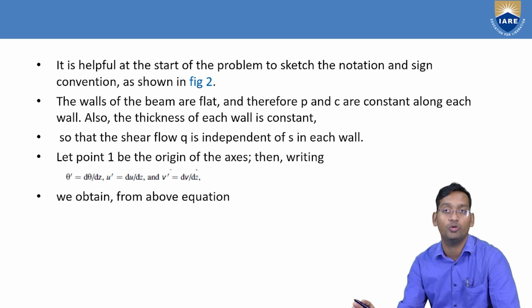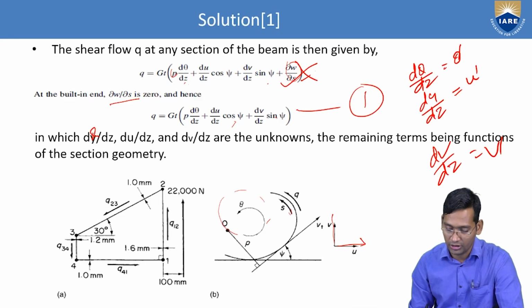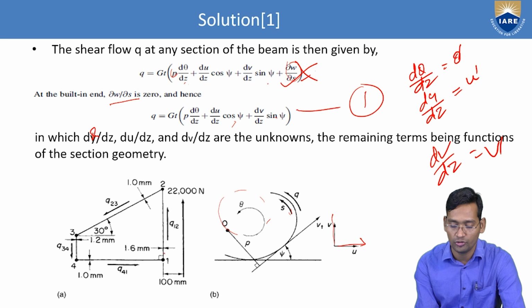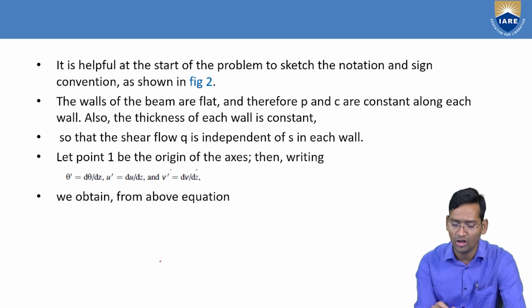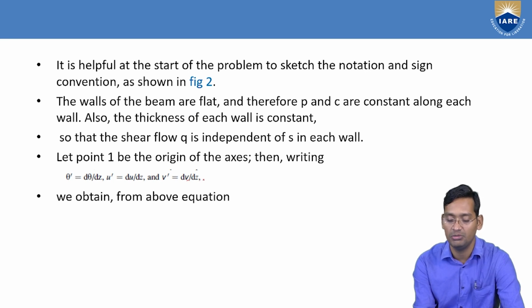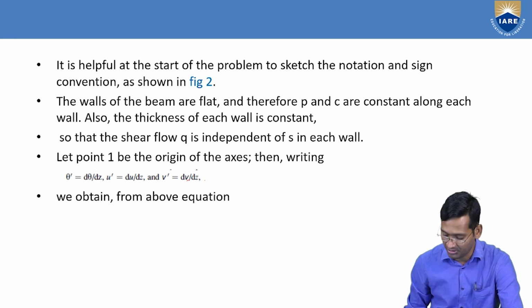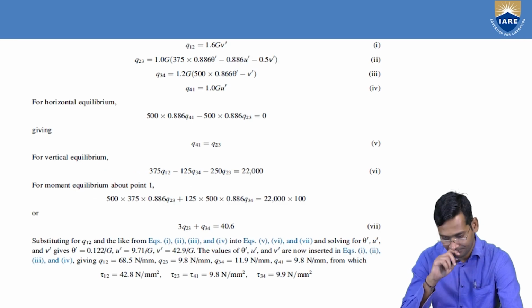Let point 1 be the origin of the axis. As I told earlier also, this will be our reference point, so we are taking this point as the origin. Okay. Now, as I earlier told, d theta by dz we write as theta dash, du by dz as u dash, and dv by dz as v dash. So now just substitute what we obtained from the above equation. Which equation? After substituting in the previous equation.